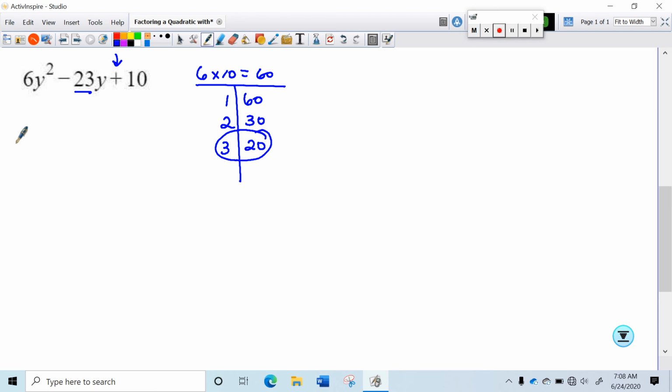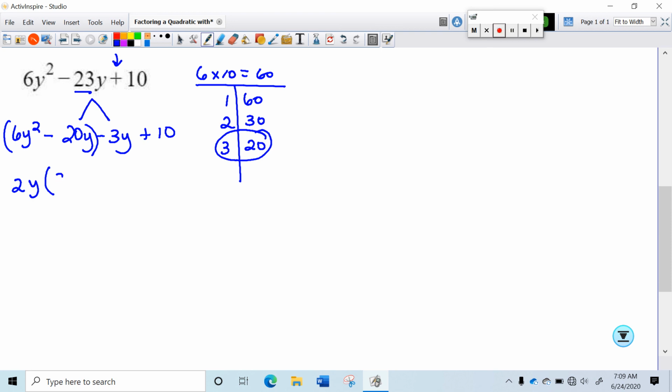Bring down the first term and the sign after it. Biggest number first. I have a negative 20y. I want a negative 23y, so that 3 has to be negative because those have to add up to the one above it that you just split up. Bring down the last term. Put parentheses around the first two terms. I can divide 6 and 20 by 2, and I have a y.